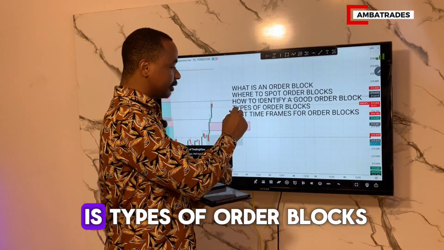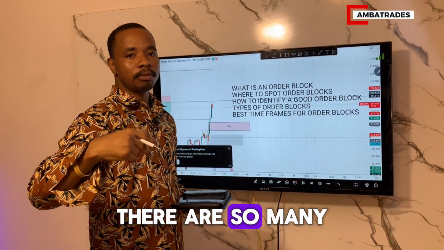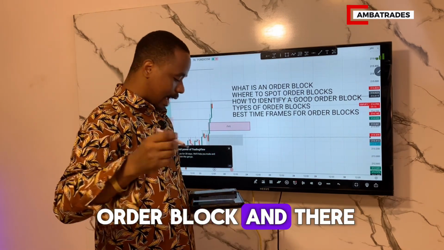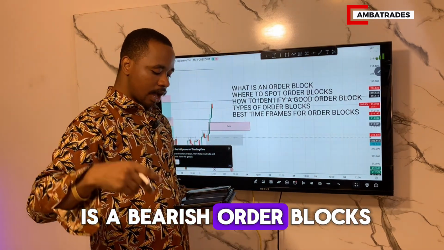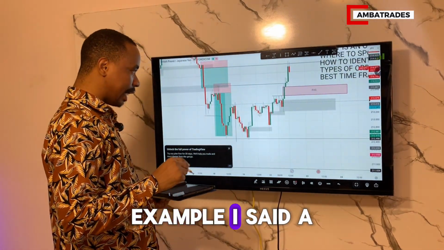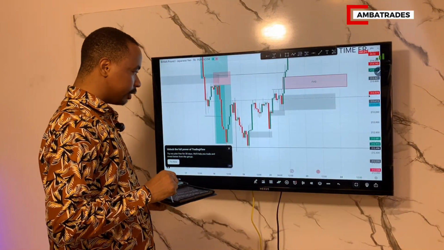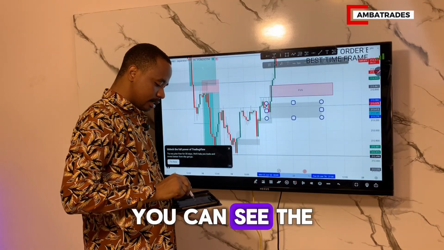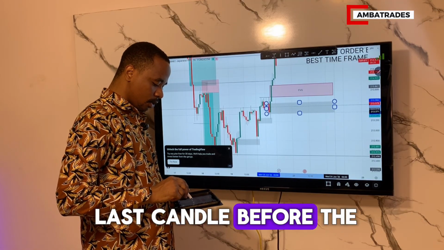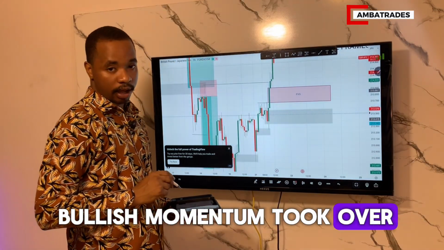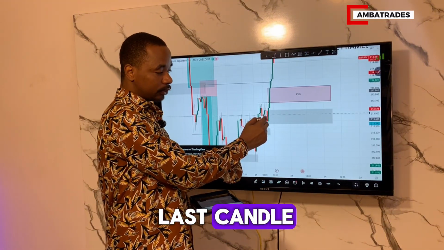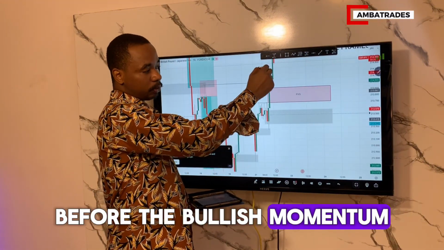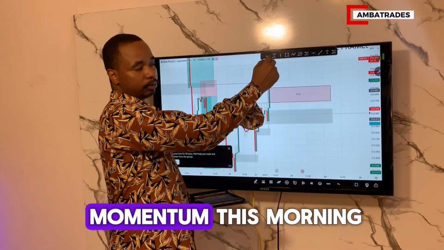Now, the next thing is types of order blocks. There are so many types of order block. There is a bullish order block and there is a bearish order block. What I just showed you here is a bullish order block. You can see the last candle before the bullish momentum took over. It's very clear. The last candle is the red candle right here before the bullish momentum. You can see this was a very large momentum this morning.